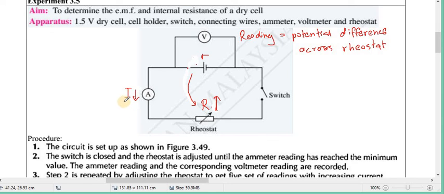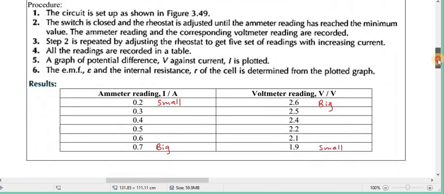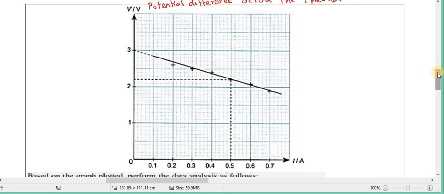Right? That means when the current is 0, the resistance is so high that all of the voltage goes to the rheostat. The reading will equal the EMF. So remember, current 0, reading equals EMF. So we look at the graph. We want to know when the current is 0, how much is the reading?